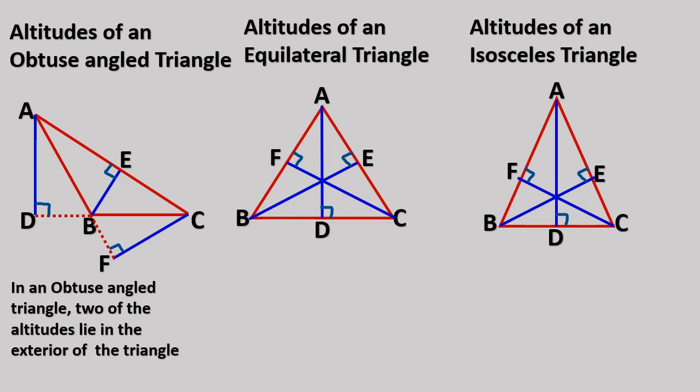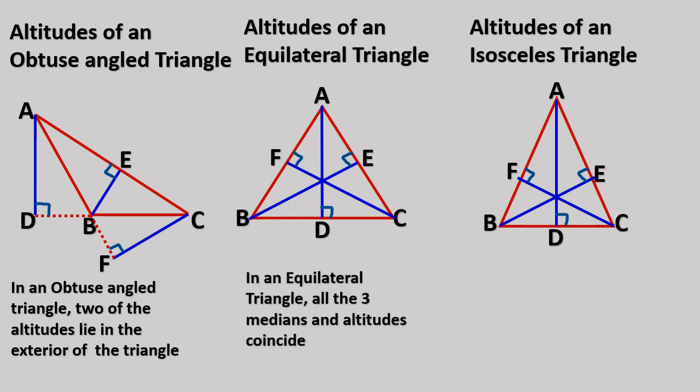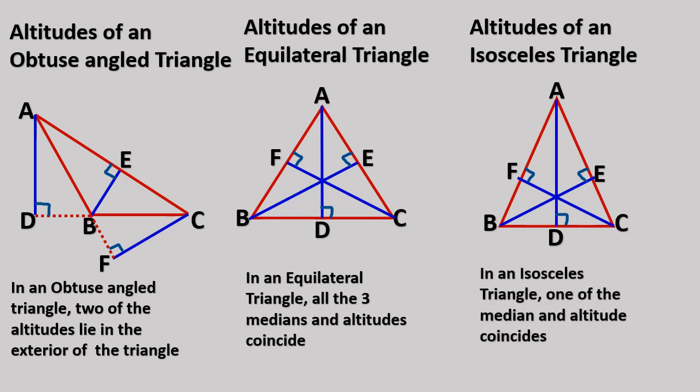So our observation is in an obtuse angle triangle, two of the altitudes lie in the exterior of the triangle. In an equilateral triangle, all the three medians and altitudes coincide. And in an isosceles triangle, one of the median and altitude coincides. Now, a very important fact, you have to note it down.